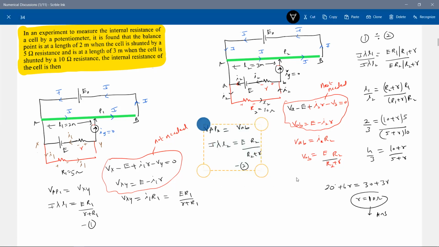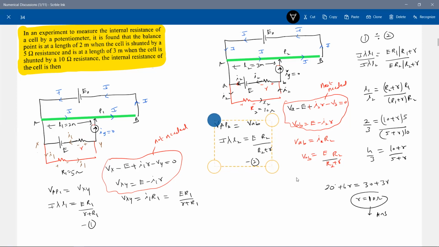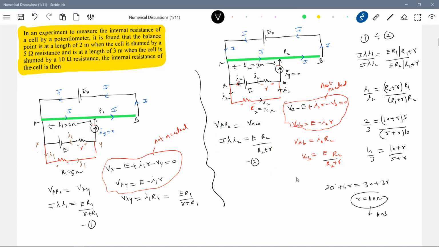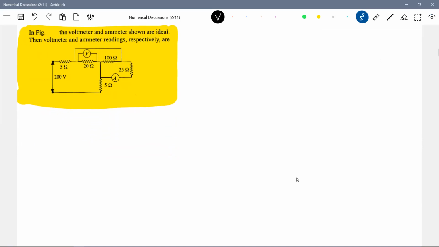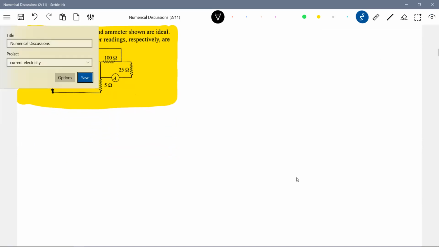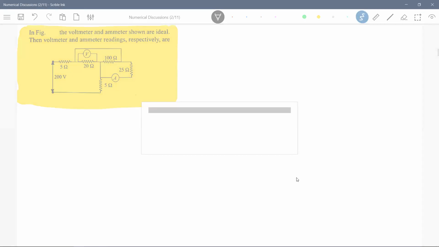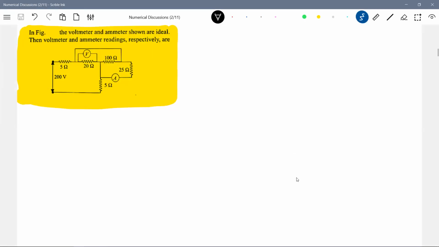Well, I'll go to the next part of the problem. A very simple idea based. The voltmeter and ammeter shown are ideal, then find the voltmeter and ammeter readings. So it's telling they're ideal. So whenever you get a circuit like here, look at the wire. I think this I'll indicate by red color. This wire is something very important for us.